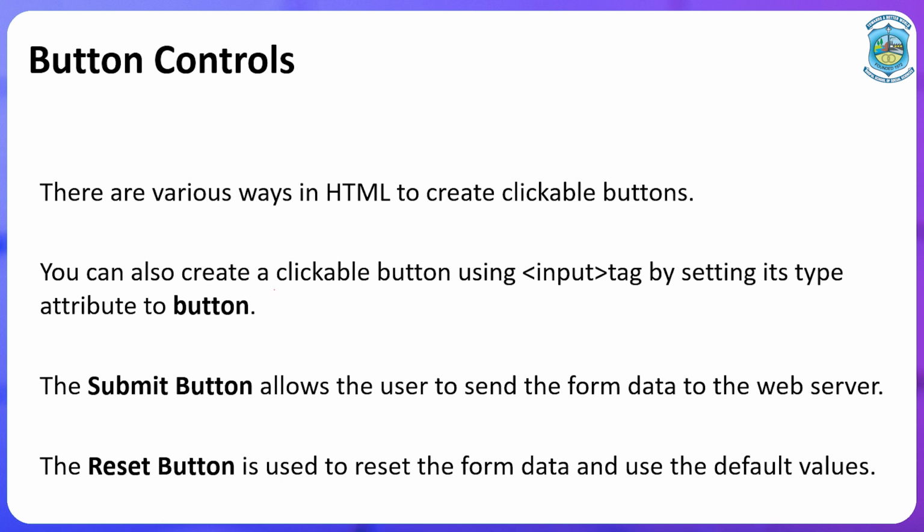Now, we move on to the next control, that is button controls. There are various ways in HTML to create clickable buttons. You can also create a clickable button using the input tag by setting its type attribute to button. Here you see two examples, that is the submit button and the reset button. The submit button allows the user to send the form data to the web server, whereas the reset button is used to reset the form data and it can be used as default.